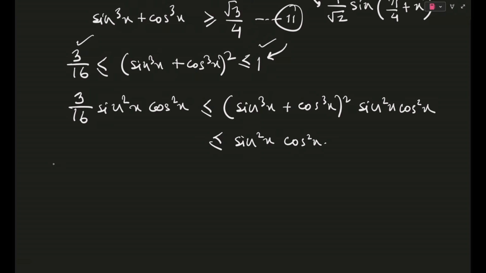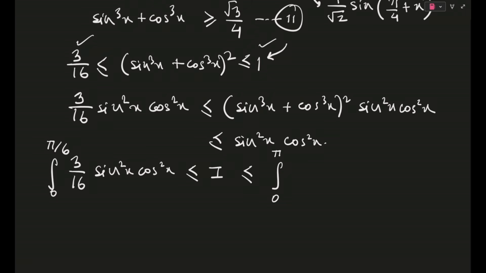So guys, now we will integrate all the sides from 0 to pi by 6. This will be sine square x cos square x. And very lucky thing for you that you don't have to evaluate two separate integrals. You have to evaluate only one integral, which is sine square x cos square x.